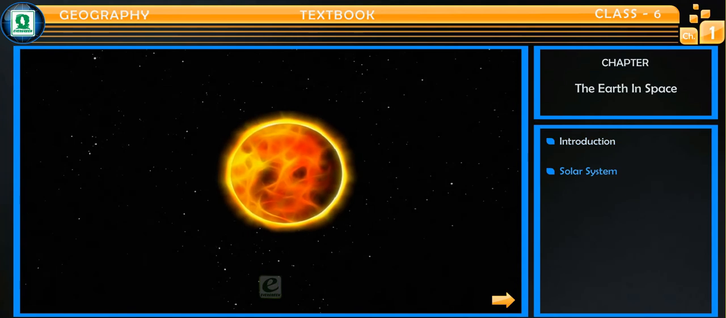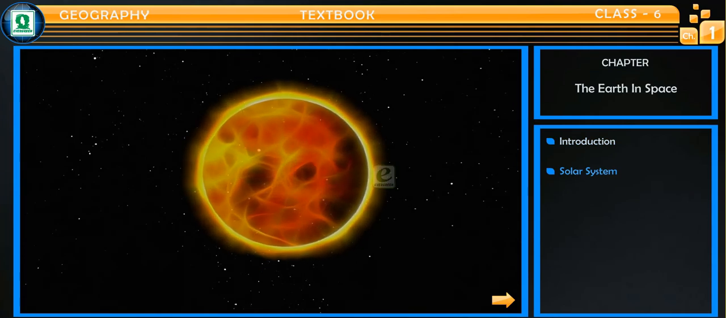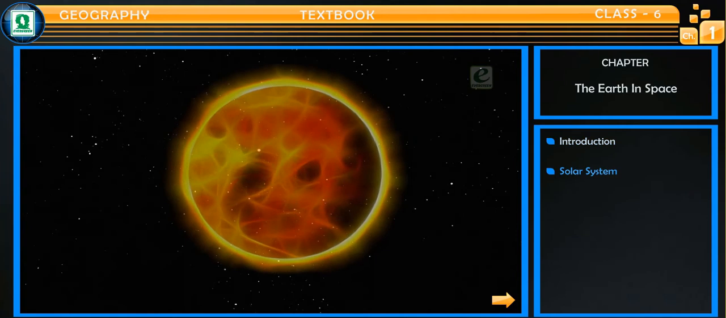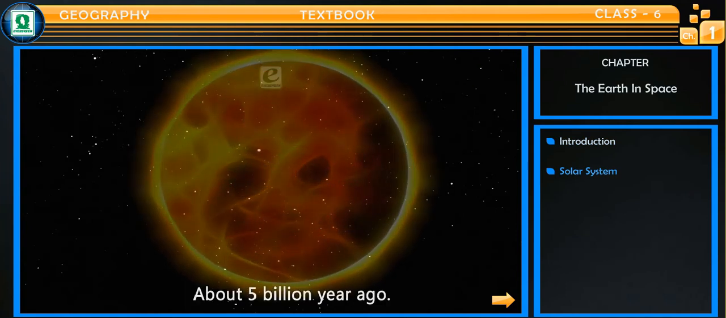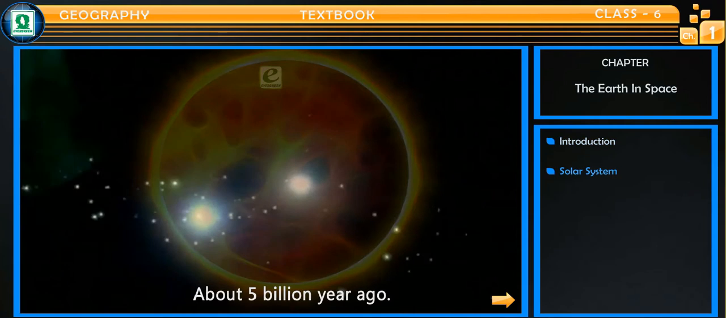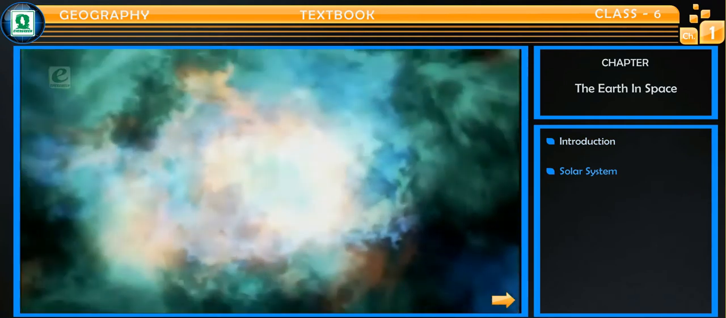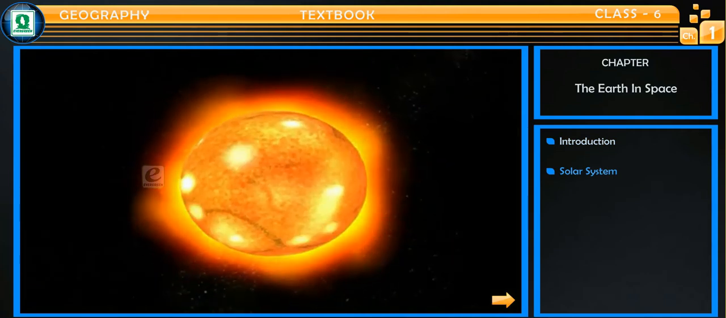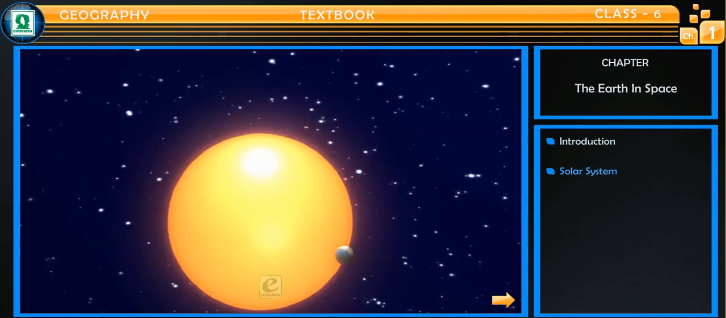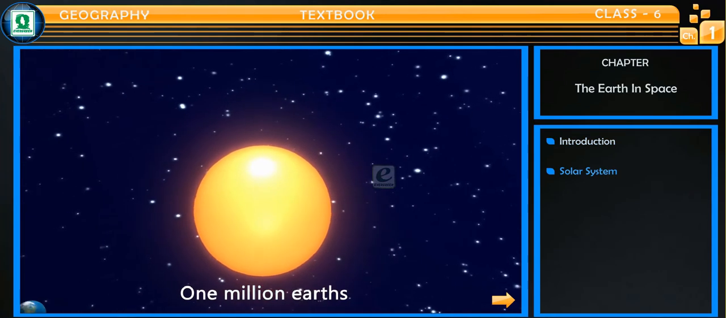Sun, which is a medium-sized yellow star, is estimated to be about halfway through its lifetime of 10,000 million years. About 5 billion years ago, the Sun was born in a vast cloud of gas and dust. The Sun is a huge ball of burning gases. It is so big that more than 1 million Earths could fit inside it.